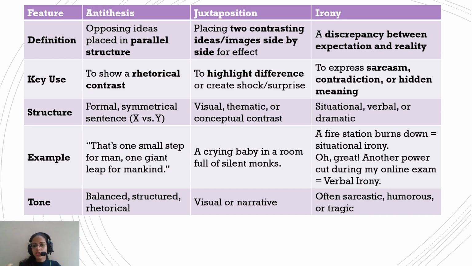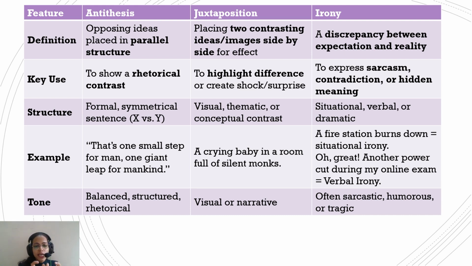Situational, again, if the situation is such that you were expecting something and something else is happening. Verbal, when someone says something different from what he's expected to say. Dramatic, again, the situation is such that the effect of the situation is ironical. So the example of antithesis, that's one small step for man and one giant leap for mankind. So small step and giant leap.